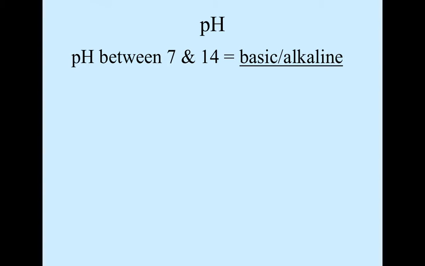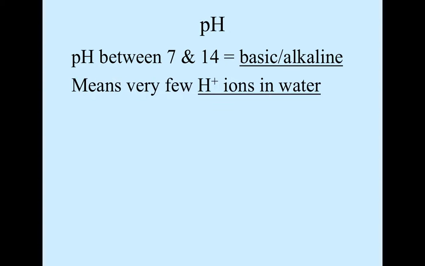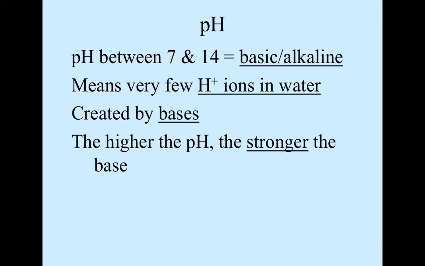Now if I look at the other one, with bases between 7 and 14 is basic or alkaline, and that means very few H plus ions in the water. These are created by bases, and this one is the easy one. The higher the pH, the stronger the base. So again, let's go back to the illustration.